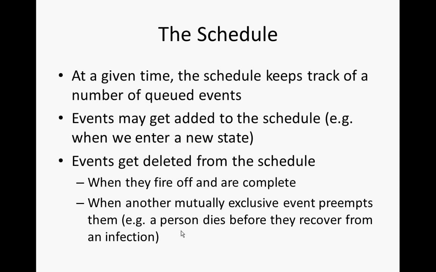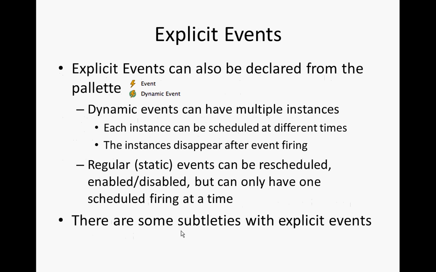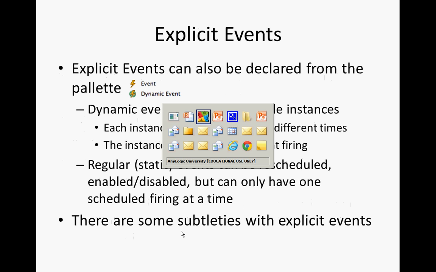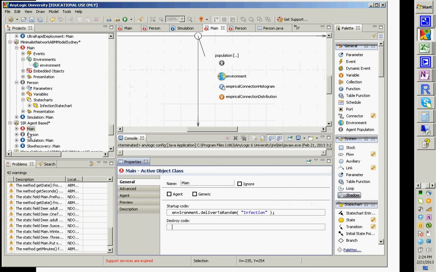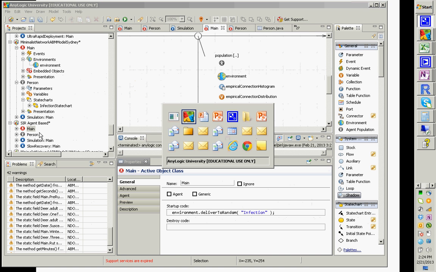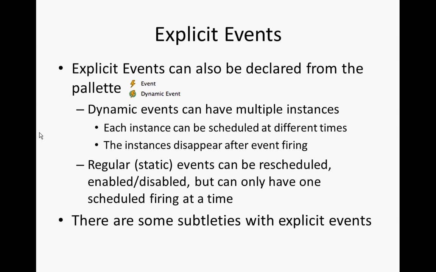What I wanted to talk about here most importantly, though, is explicit events. Those are the ones we added earlier. So when we added an explicit event, for example, migration, we had an explicit event for partner change. These events can be declared from the palette. You drag an event, and there'll be several types of it. We're going to talk also about dynamic events, which are very powerful, can have multiple instances. They're one-time events set to go off a certain amount of time from when they're created.